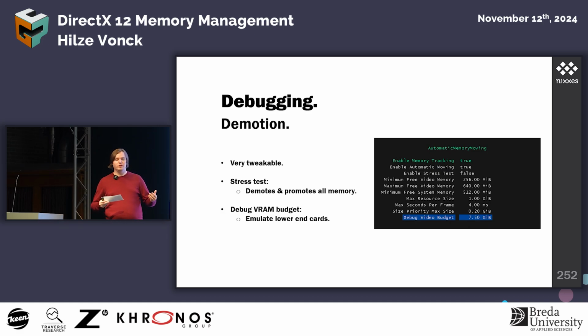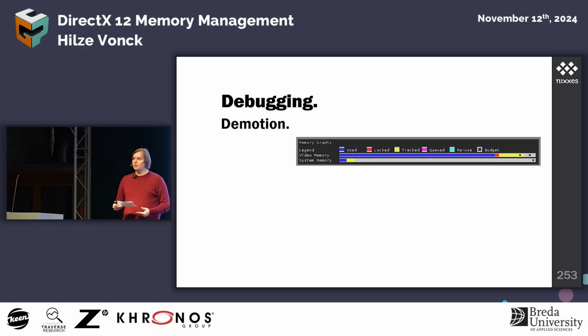And second of all, we have a debug video memory budget. We can use this to emulate either specific systems or specific lower-end cards, so that we can emulate how the demotion system would behave on those video cards. The main debug interface associated with the demotion system is the memory graphs, which come in two forms.